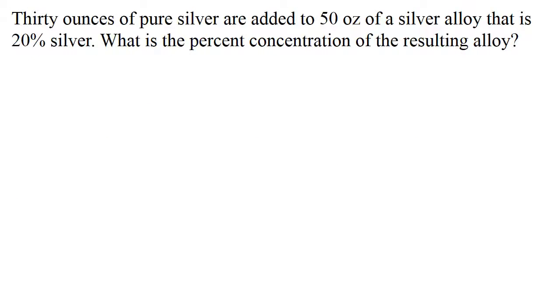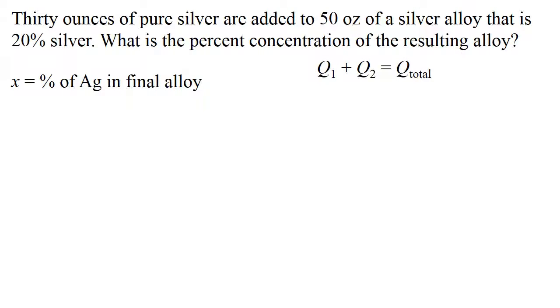So let's say I have 30 ounces of pure silver added to 50 ounces of a silver alloy that is 20% silver. What is the percent concentration of the resulting mixture? So I want to know what's the percent of silver in the final alloy. Ag is the chemical symbol for silver. So I go to my quantities, pure silver plus silver alloy equals final silver alloy.